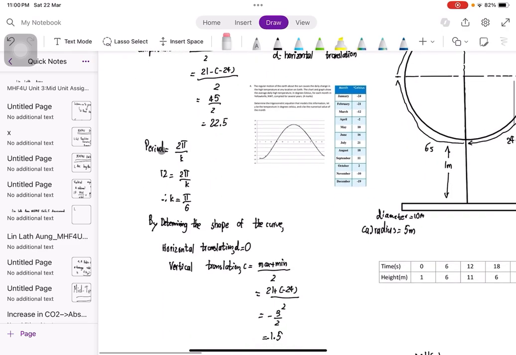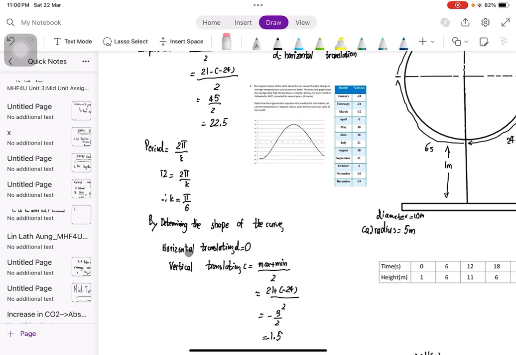And then next up we have the period. And here we can make a little change to the formula, and we put this period of 12 in here, and the value of k is pi by 6. So by determining the shape of the curve, we can see here that the horizontal translation d is equal to 0, and the vertical translation c is equal to maximum plus minimum divided by 2. So the value would be minus 3 by 2.